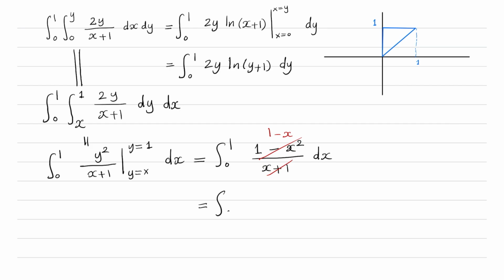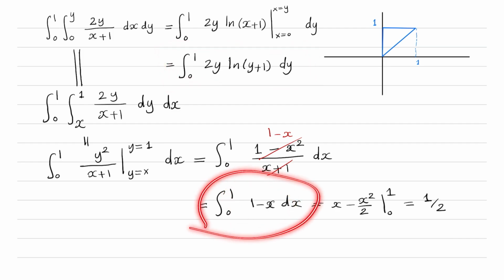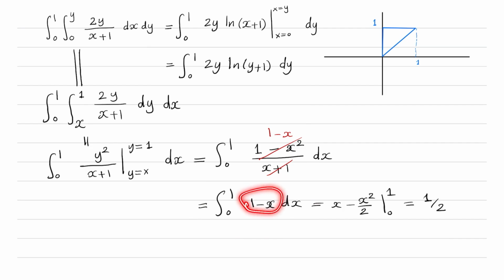So we are left with a much simpler integral than before. We get the integral from 0 to 1 of 1 minus x dx, which is x minus x squared over 2 from 0 to 1, which is 1 minus half, it's half. So as you see, changing the order of integration resulted in a much simpler integral. Before we had to use integration by parts to evaluate this, but now we just simply integrated a linear function.